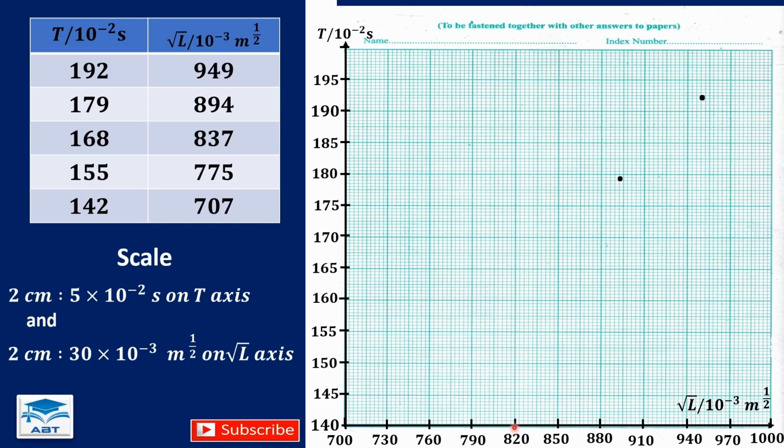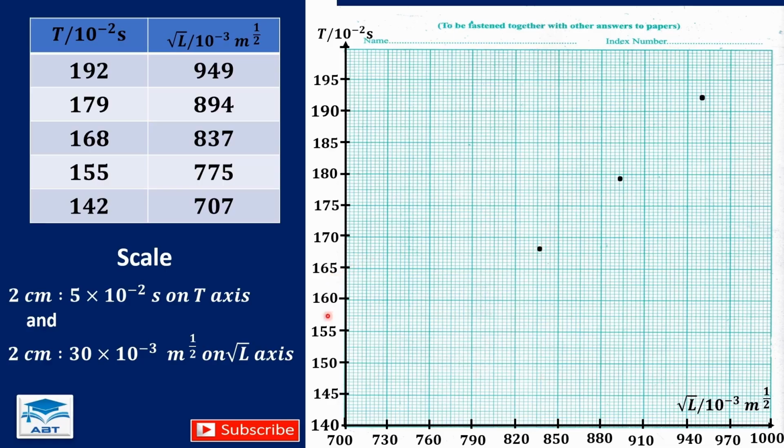And 1 box is equal to 3. So 823, 26, 29, 832, 35, and 37 will be within the next box. So they are going to meet here.